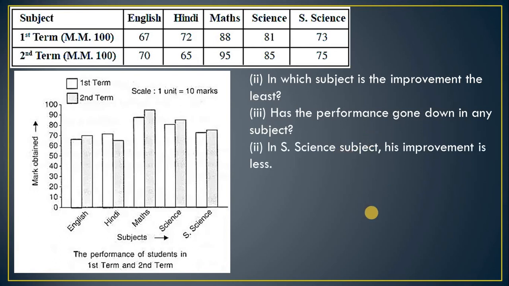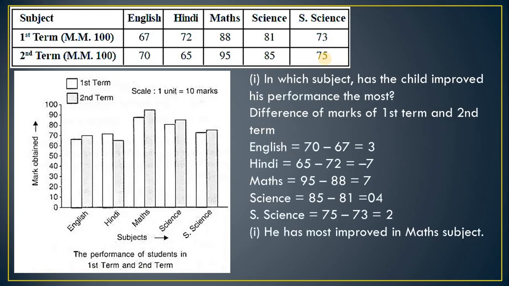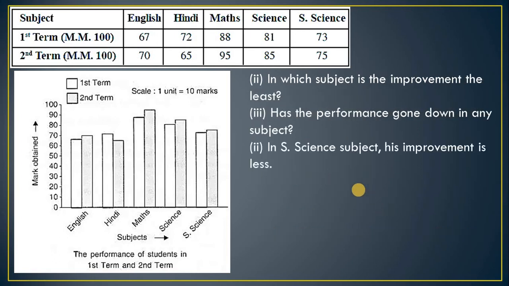In social science his improvement is less. Suppose here 73 is there, so only 2 marks improvement is there. For example, here the improvement is 3 marks, here there is no improvement, his performance is getting bad. Here the improvement is 7 marks, 4 marks, 2 marks. So it means that in social science his improvement is less.